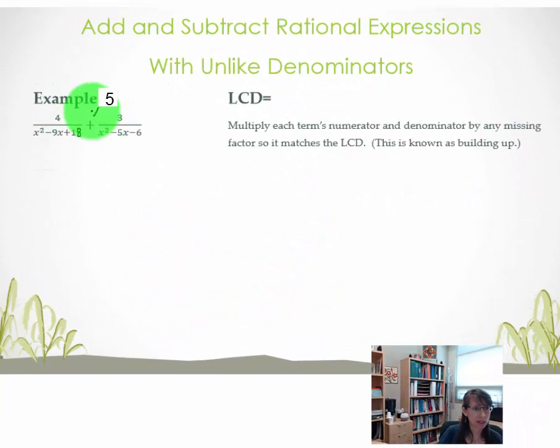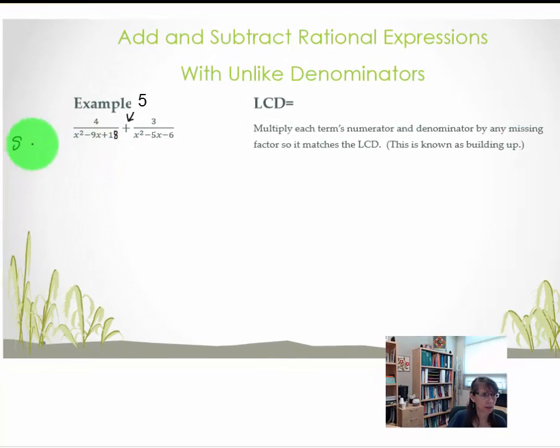We can see that we have an addition problem, but our denominators are not the same. So we're going to have to do some factoring here. And I don't see any perfect squares, so sum and product is the way to go here. Sum and product for this first denominator. In the middle, we've got a minus 9 for the sum.